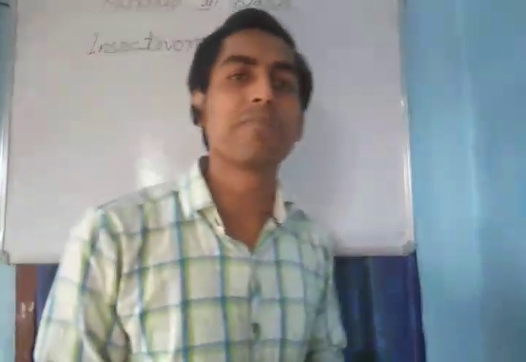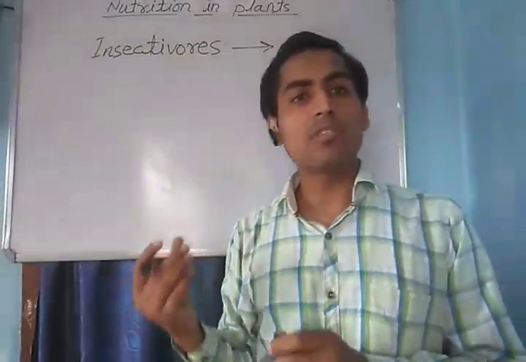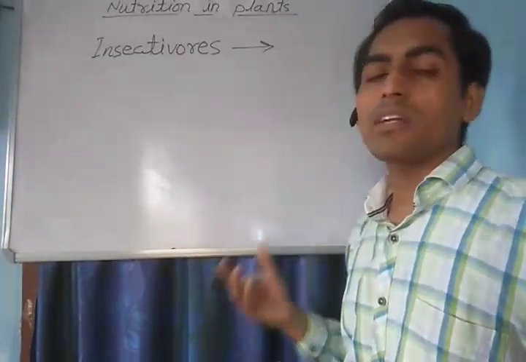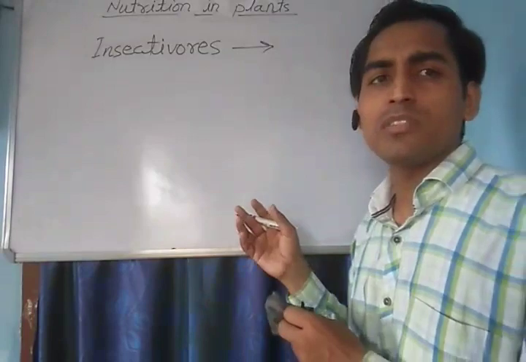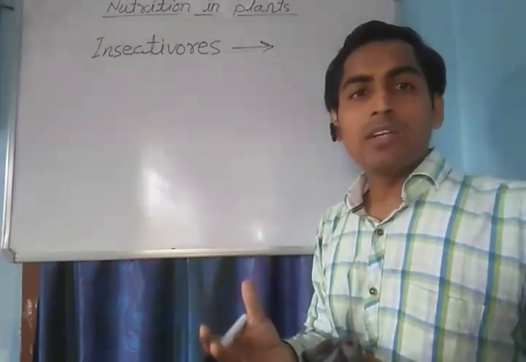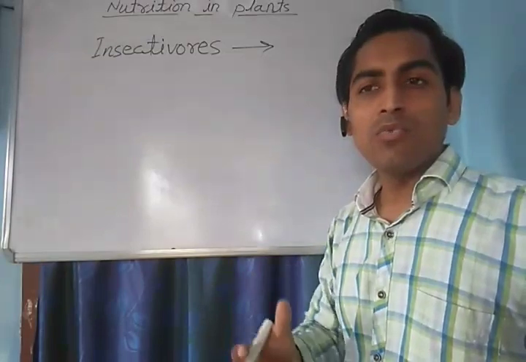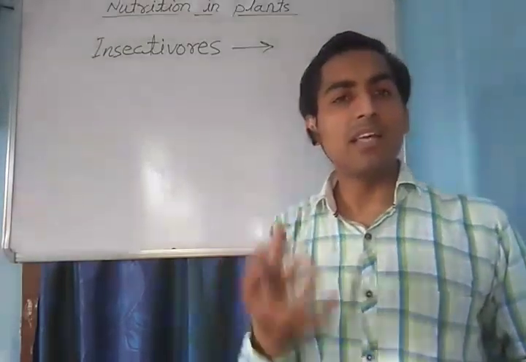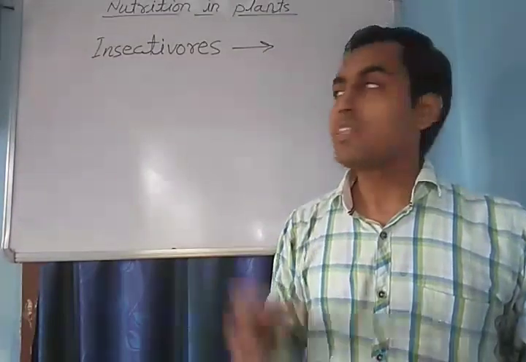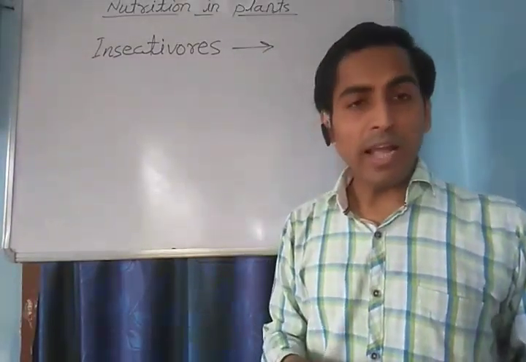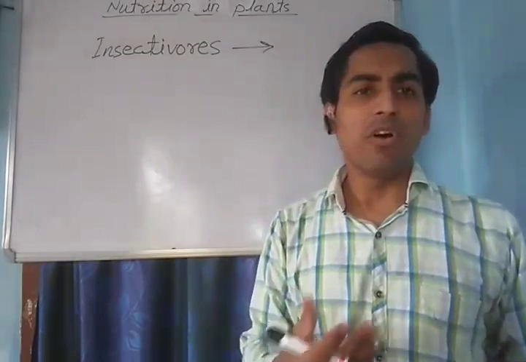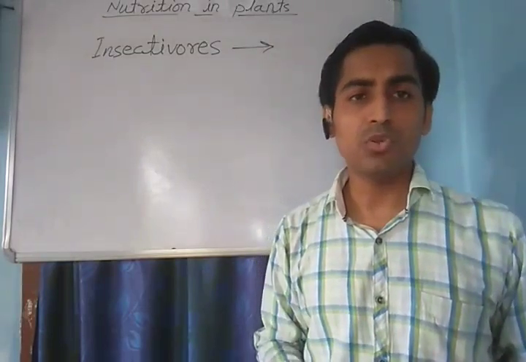If they are green and able to do photosynthesis, why do they trap insects? Insect-eating plants are known as insectivores or insectivorous, and that type of nutrition is known as insectivorous nutrition. This type of plant grows in areas where the amount of nitrogen in the soil is very low, so for fulfilling the requirement of nitrogen they trap insects, as nitrogen is very important for the formation of protein, and protein helps in the formation of the structure of our body.